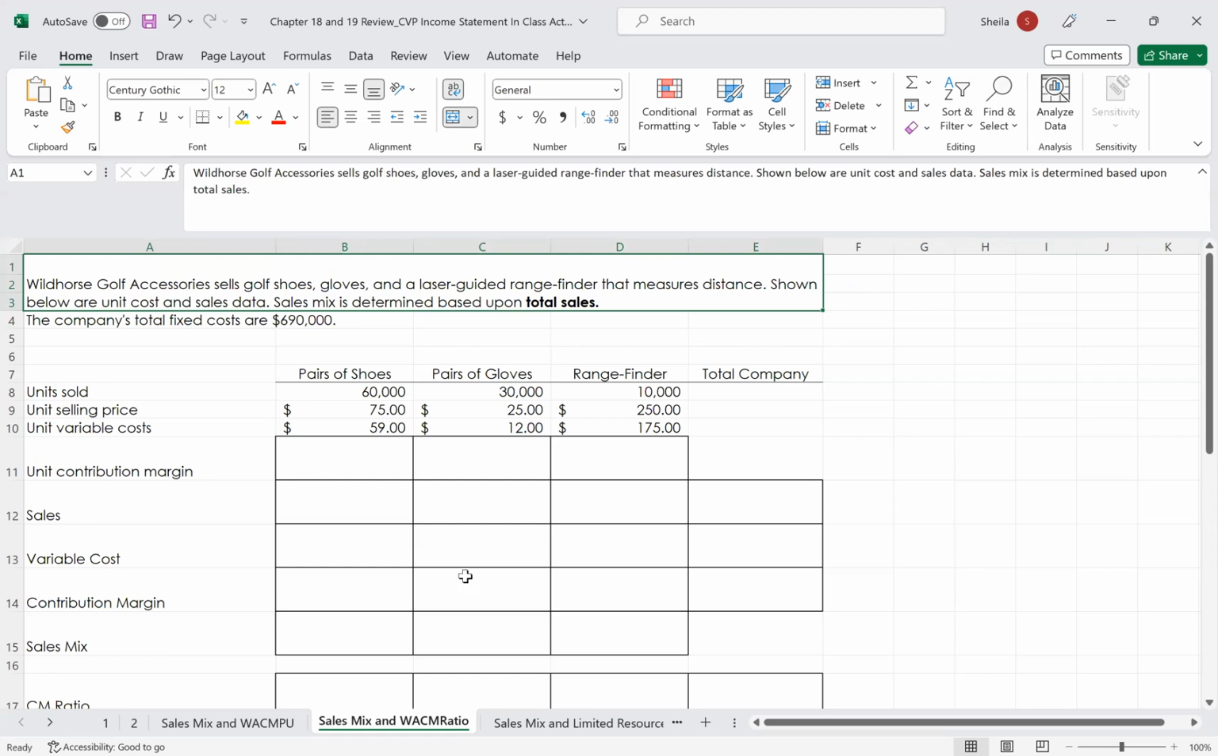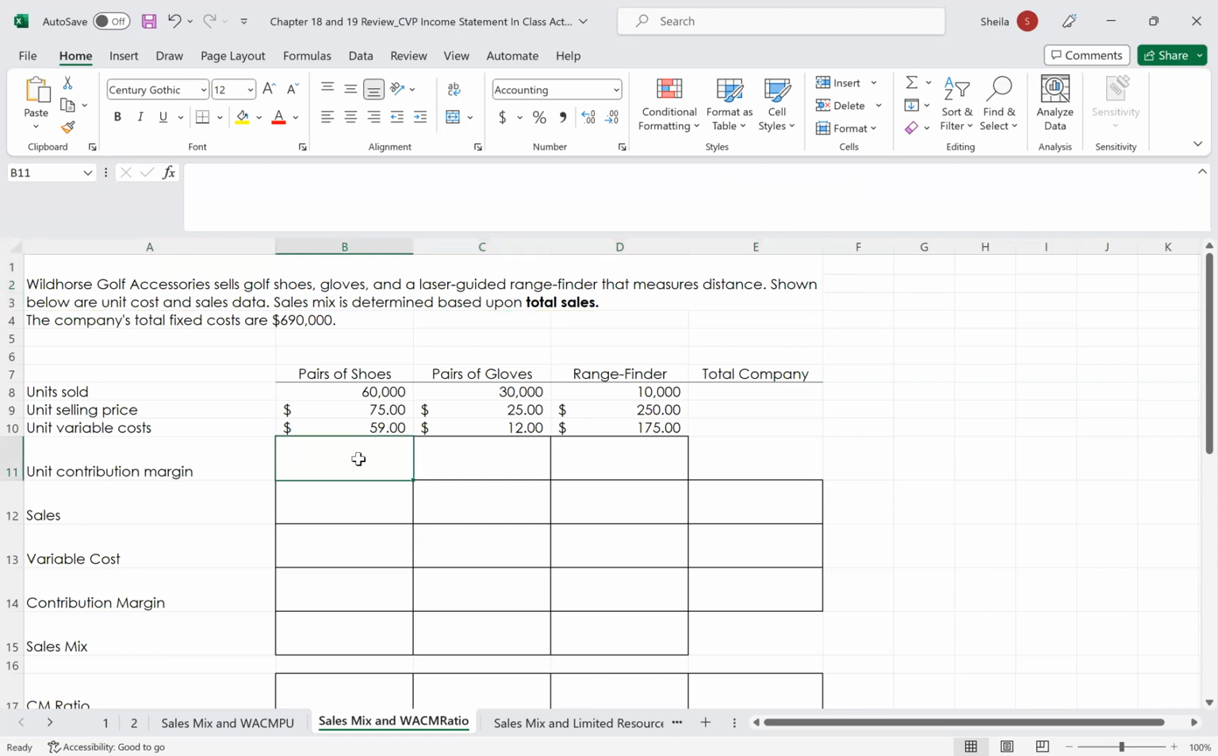Okay, so unit contribution margin, again, another good review, that doesn't change. So selling price for the pair of shoes minus variable cost. Selling price for the pair of gloves minus variable cost. And sales price for the rangefinder minus variable cost. Now, how do we calculate total sales? Okay, so total sales is selling price per unit times the actual quantity of units sold.